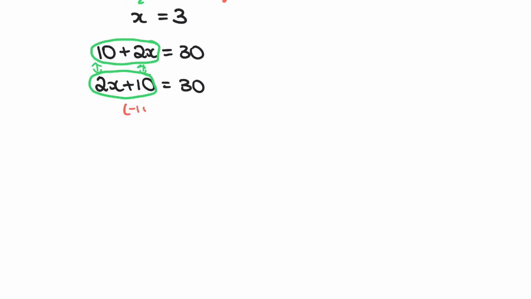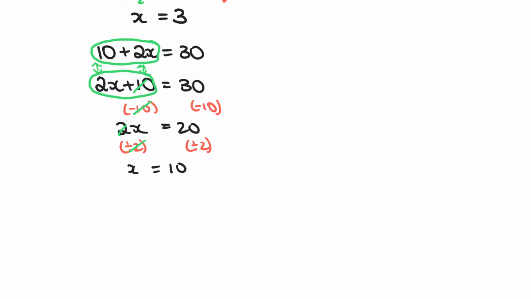So I would subtract 10 from both sides. Those would cancel, leaving me with 2x equal to 20. We would then divide by 2. So that leaves us then with x equal to 10. Okay, so that's one equation where it looks a little bit different.